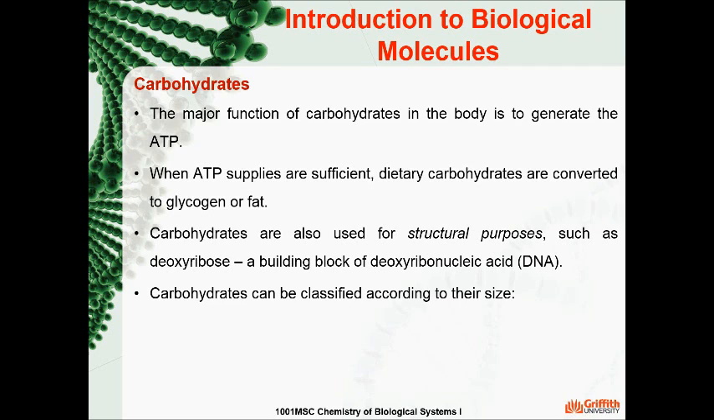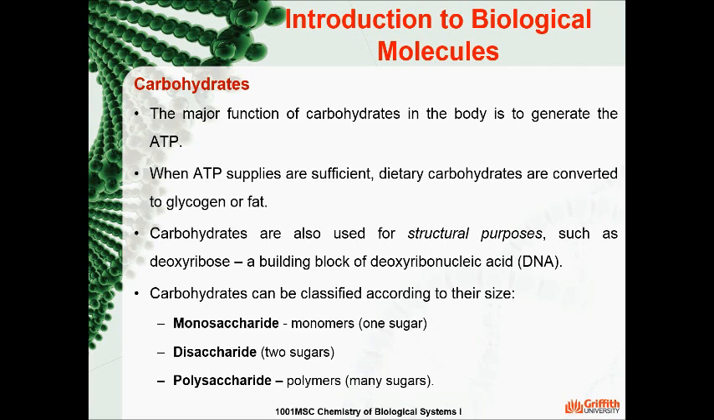Carbohydrates can be classified according to their size into monosaccharides or monomers, which means 1 unit of sugar, like glucose, disaccharides, which have 2 sugar units bonded together, like sucrose, or polysaccharides, which are the polymers, which means they have many sugar units bonded together.